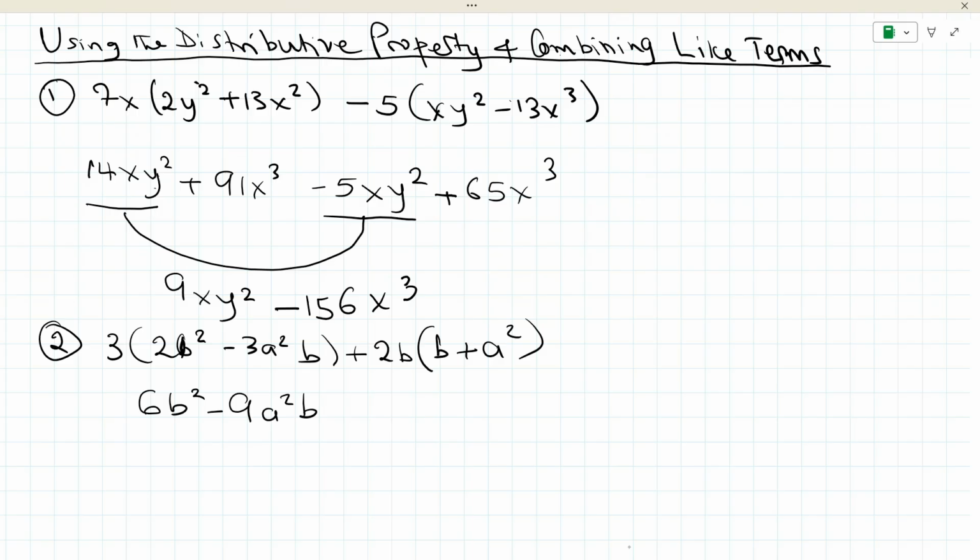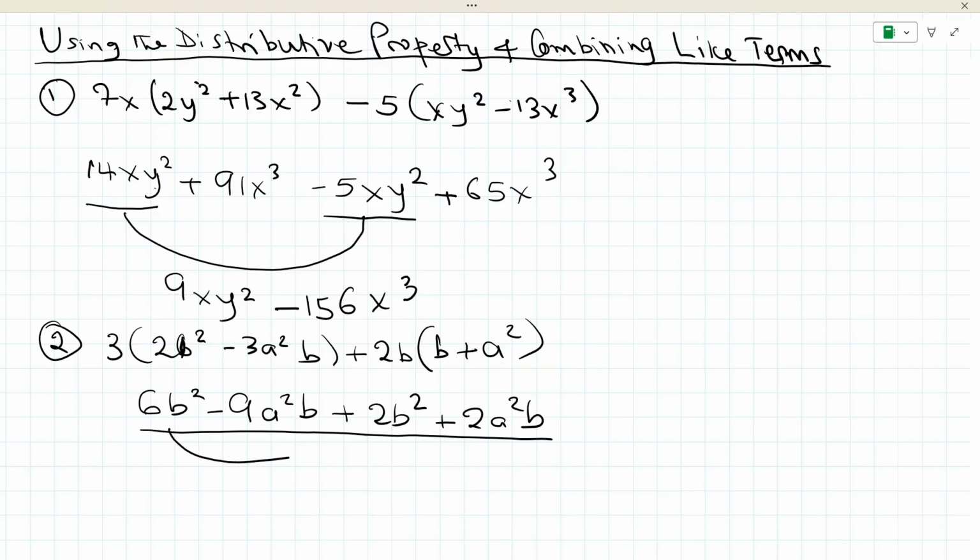And then 2b multiplied by b will be 2b squared. But 2b times a squared will give us 2a squared b. So we now have all these terms to simplify, and we combine them by using like terms.